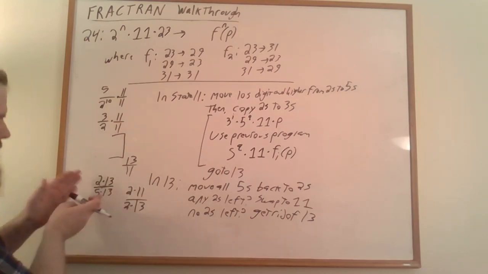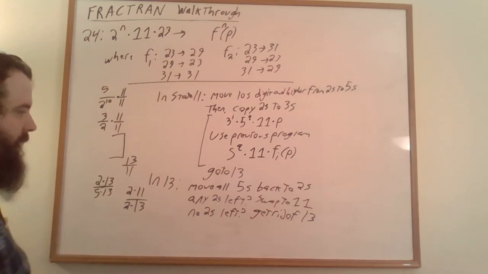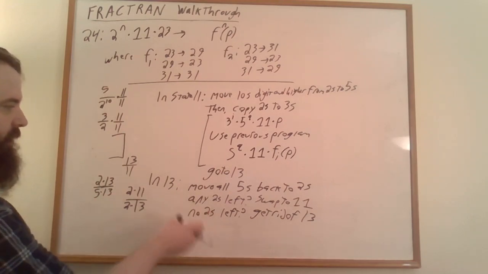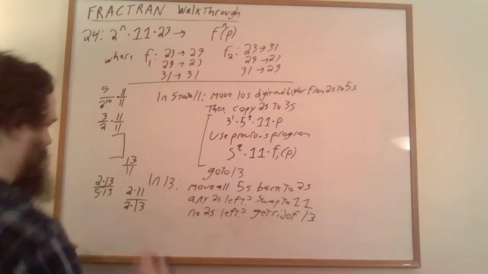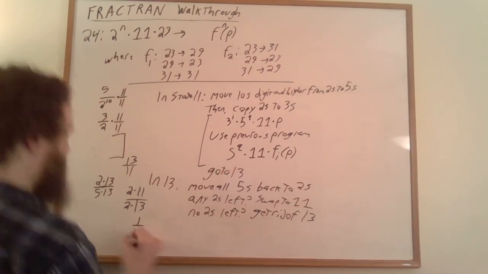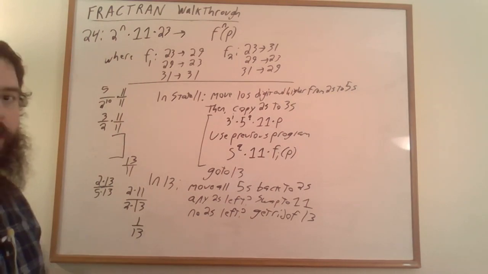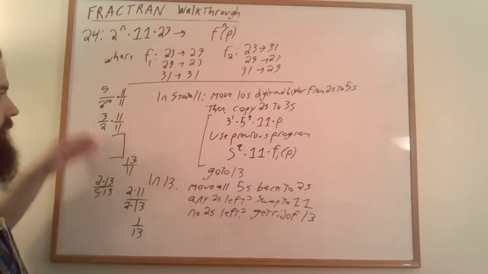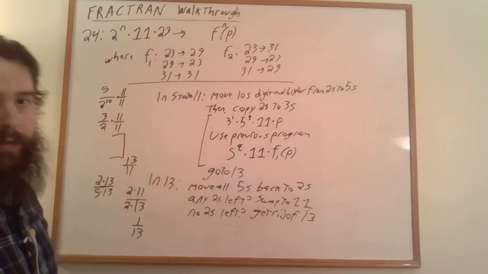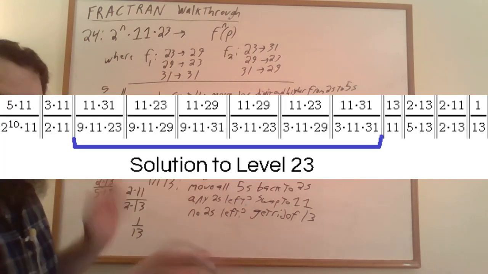And then finally, if neither of these fractions are applicable, there's no 2s left, there's no 5s that we have to move, then we need to get rid of the 13, and that's just going to be 1/13, and that's our program. So our program looks like this, and we need to insert our previous program from the previous level, so all in all it's going to look like this.